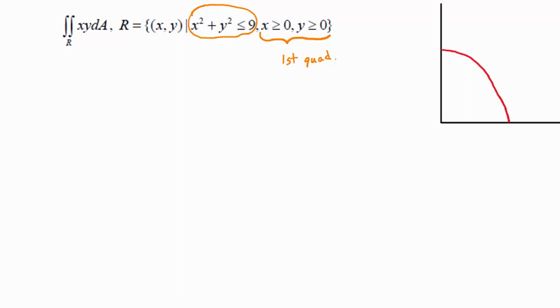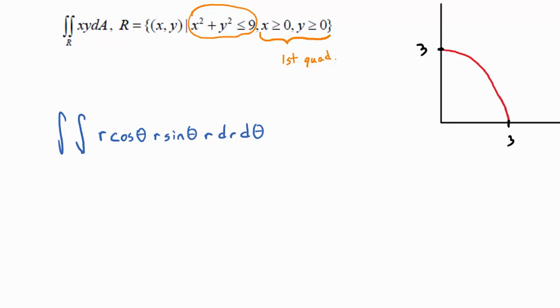So let's say for the sake of argument that this is 3 on the x-axis, this is 3 on the y-axis, got stretched out somehow. We want to evaluate it in polar coordinates. Before we find the limits of integration, what would x be in polar coordinates? R cosine theta. What would y be in polar coordinates? R sine theta. dA, your area element, r dr d theta.